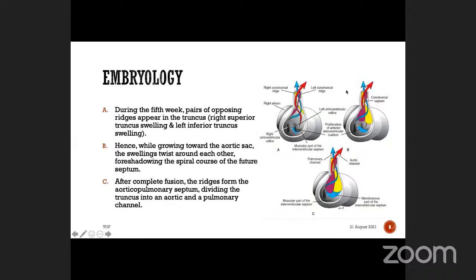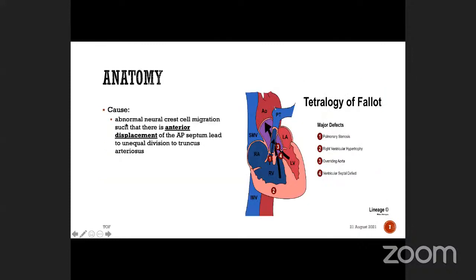And this is just another depiction of how the aorta and the PA twist. It's like a helix, and that's what makes septation of the conus. Anatomically, there is abnormal neural crest cell migration. Some people consider tetralogy a conotruncal anomaly, although it's not truly one, but with an anterior displacement, not posterior. This is anterior displacement of the aortopulmonary septum, leading to unequal division of the truncus, which leads to pulmonary stenosis, right ventricular hypertrophy, overriding of the aorta, and ventricular septal defect.